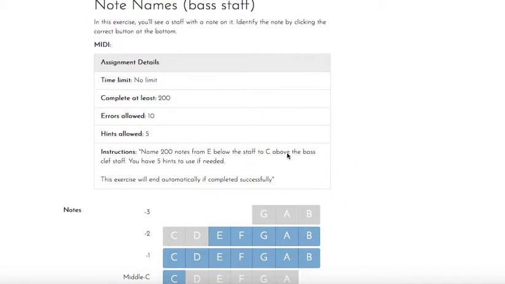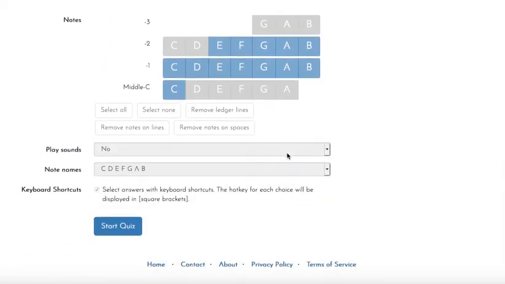And I put that into the instructions down here to catch your attention. You have no time limit today. We're completing at least 200. You have 10 errors allowed and 5 hints to use today. Let's do some of these together so I can show you what those new notes look like.